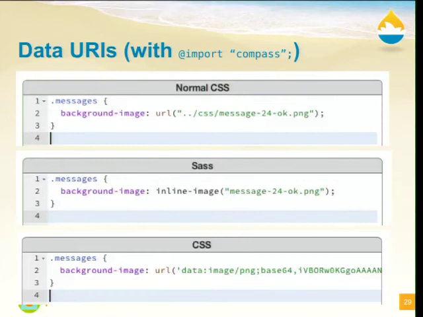When it generates the CSS, it actually creates a data URI. Instead of the regular relative URL, it's a data URL, data colon image, and it base64 encodes the entire image and inlines it in the CSS. The browser no longer has to do a separate painful HTTP request. It's right there inside the CSS file. This is great for small files, not so good for really big files, but really good for small files like messages and menu stuff. Great place for it.